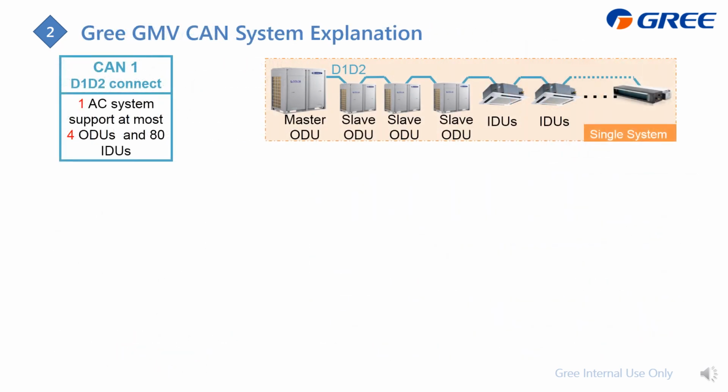Next, I'm going to introduce how to do the wiring. But before that, I'd like to explain the CAN system. In this wiring diagram, sometimes we call CAN 1 system actually the D1, D2 connection. This D1, D2 is just from the outdoor unit for only one system, from the master outdoor unit to the slaves, and also to the indoor units. A CAN 1 system can support one system, at most 4 outdoor units and 80 indoor units.